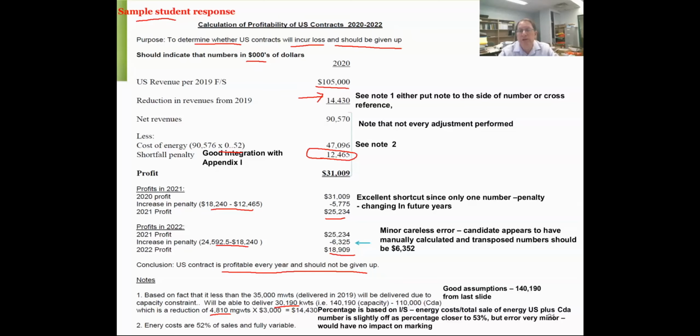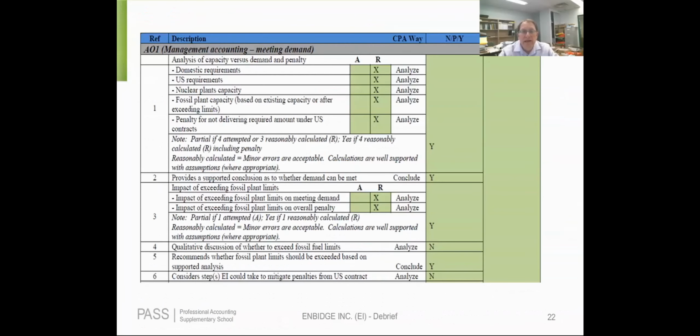Any questions or comments? All right, so this is probably going to be a few AOs. We have our first AO. Again, I don't even care how many it is, I'm just going to show it to you. We have our first AO, where we were management accounting, analysis of capacity versus demand. So there we got X's everywhere. We did pretty nicely, and that's where I thought it was kind of simple. And people were asking for a bunch of these. We wanted to get, yes, you need four reasonably calculated. But we didn't think it was so hard.